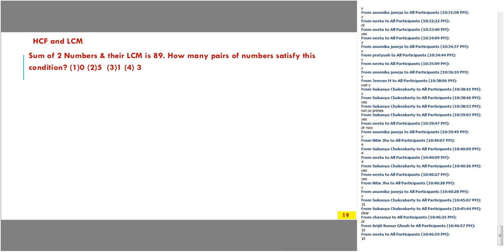Next one. Do this question. The CAT question was 79, I've changed it to 89. Clear? Take this question. The same question, the CAT question was 79, I've changed it to 89. Are you clear?